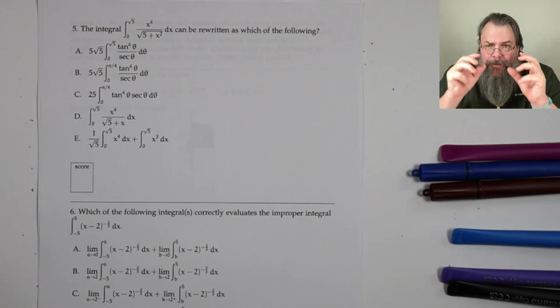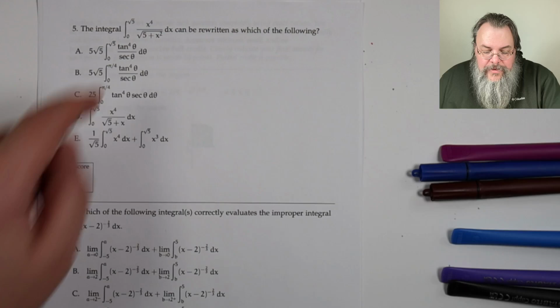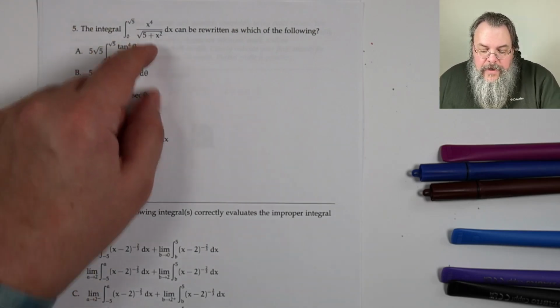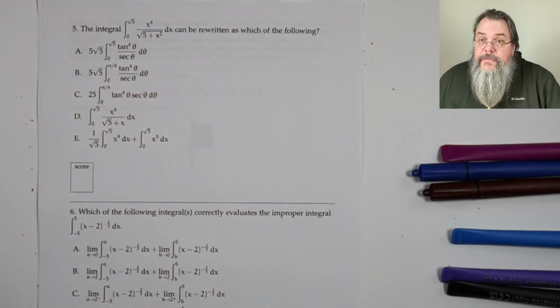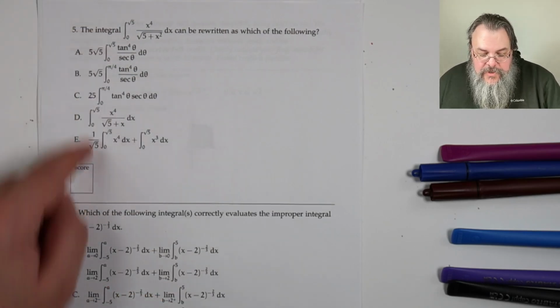Come on. Focus. Okay. The integral from 0 to root 5 of x to the 4th over root 5 plus x squared dx can be rewritten as which of the following? All right. And they have a bunch of options.